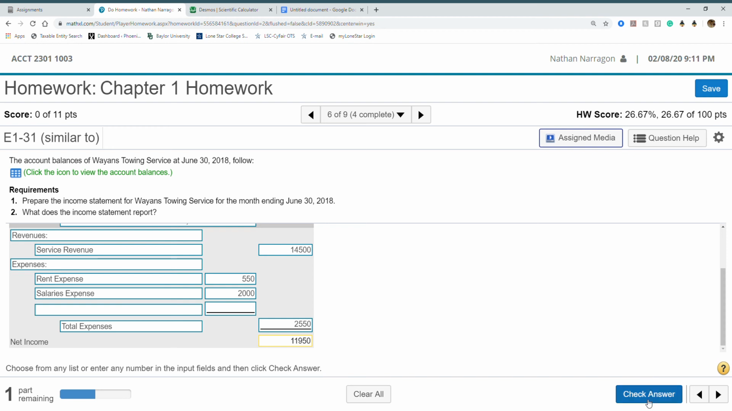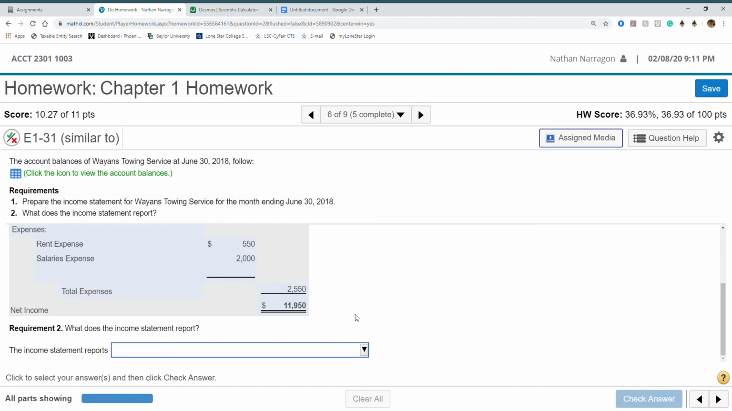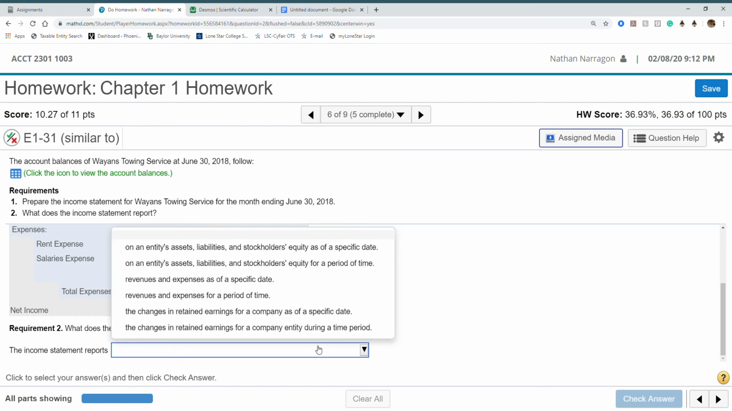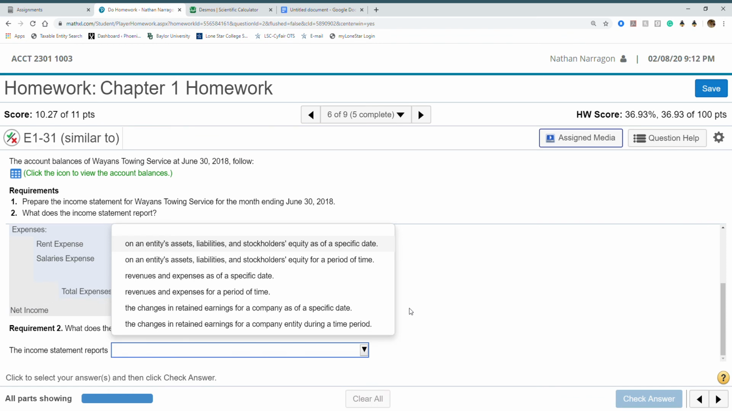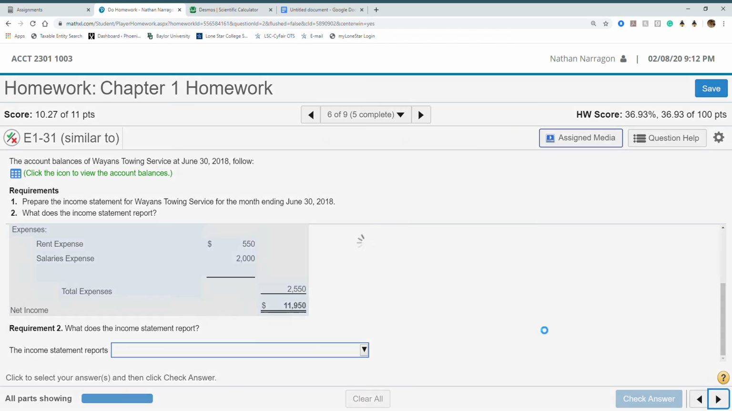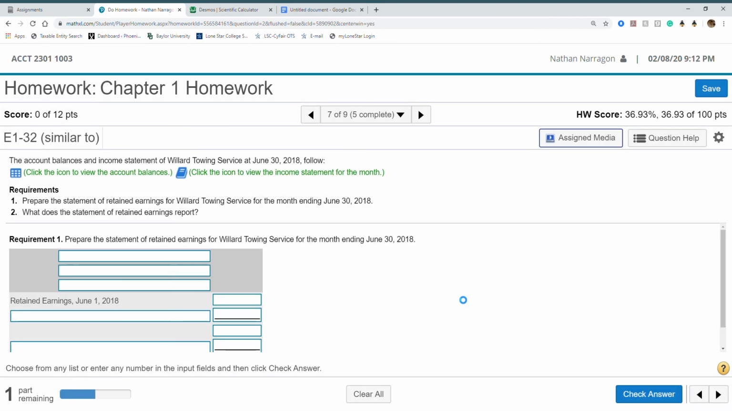Okay. Let's check. Everything's good. Again, solid out. What does the income statement report? Now, since this again is all parts showing, I'm going to actually stop here. I want to see if y'all can get this. Okay? So what are they reporting? First off, what accounts are we using? And is it specific or just a period? There you go. There's your hints. Let's go move on to the next one. Okay. So now we're preparing a restatement of retained earnings. Okay.